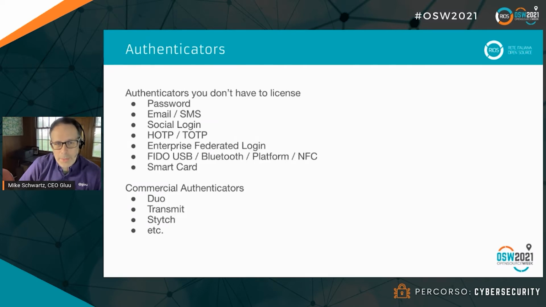There are old standards for OTP, a standard called OATH, which is HOTP and TOTP. You've used this if you've used Google Authenticator or some other type of hardware token with little changing numbers. This is still popular. We have enterprise federated login, so your company or your university or your organization might have a SAML IDP or an OpenID Connect provider where you have a company account, and you might use that to log in to some website. And then we get into some new authenticators.